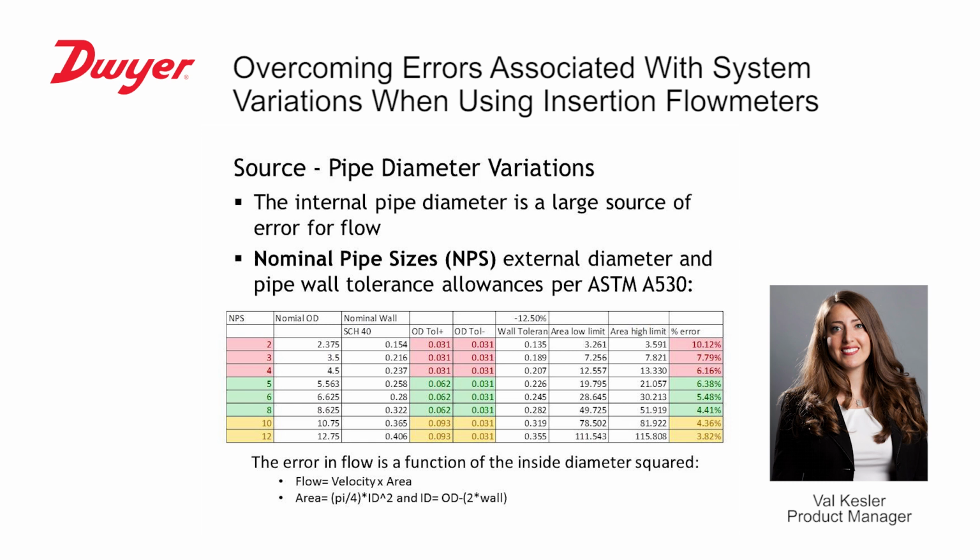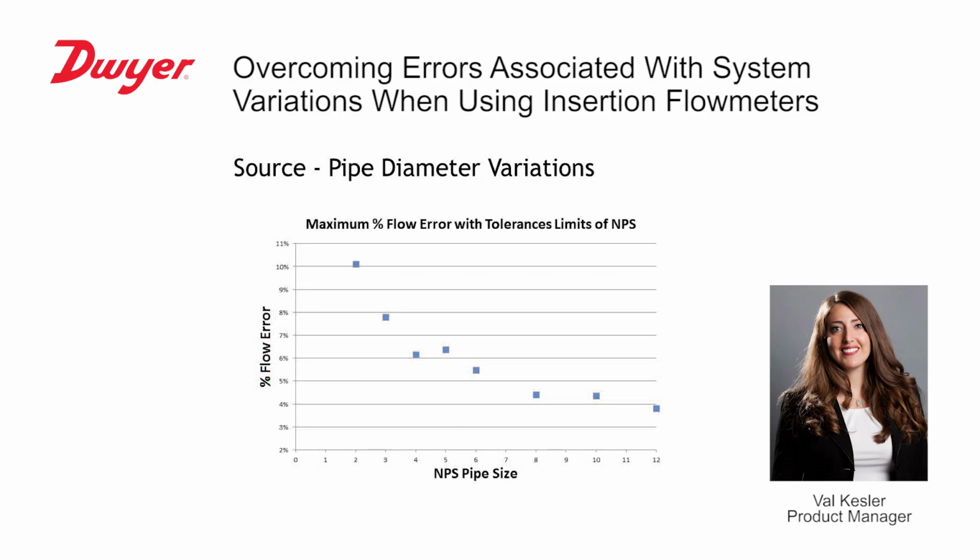Again, since the error in the flow is an equation of the inside diameter squared, you can see on this graph that a 2-inch pipe size can have as high as a 10% flow error, and a 12-inch, so obviously it's a little more exaggerated on the low end, up to 4% in a 12-inch pipe.